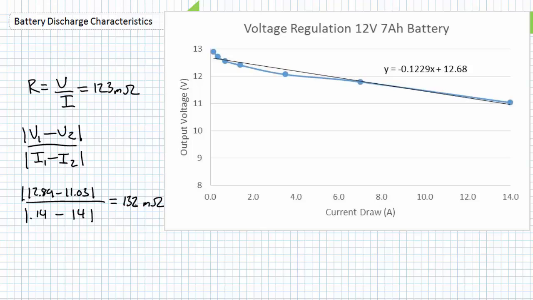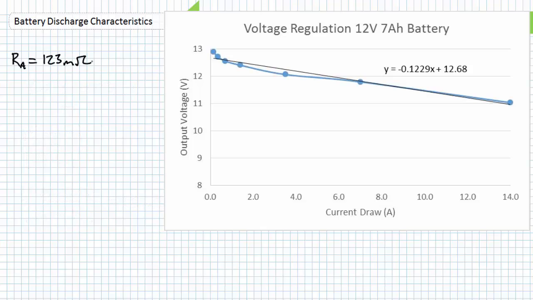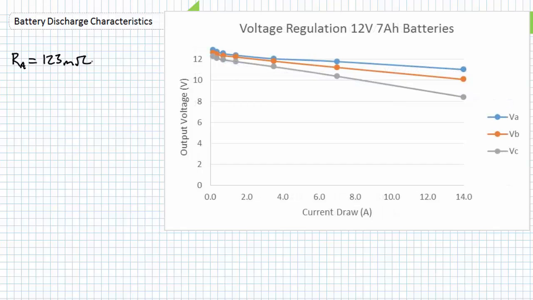Regardless of the method used, one would find an internal resistance of approximately 123 milliohms, which is good enough for our purposes. Internal resistance, among other things like temperature and discharge period, is subject to change with the age and condition of the battery.